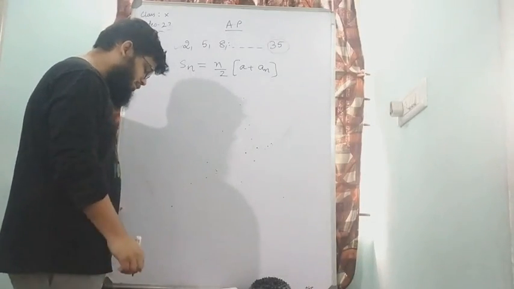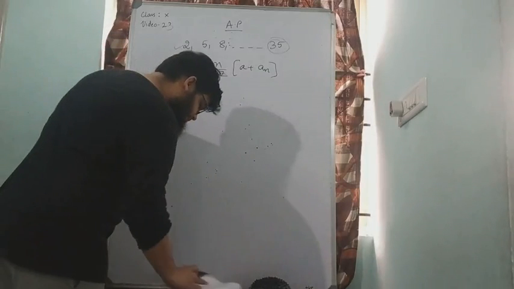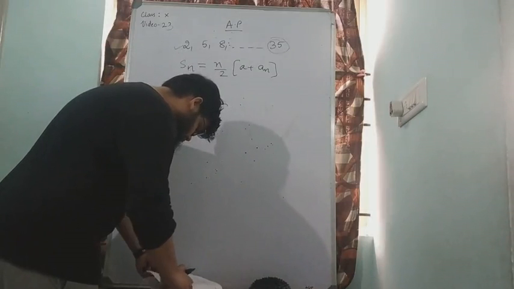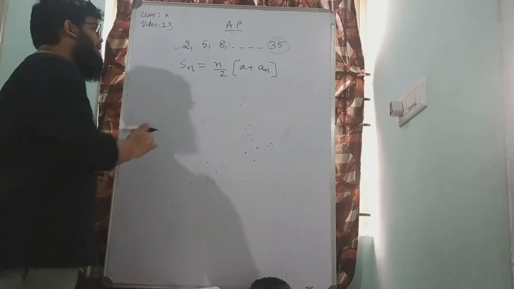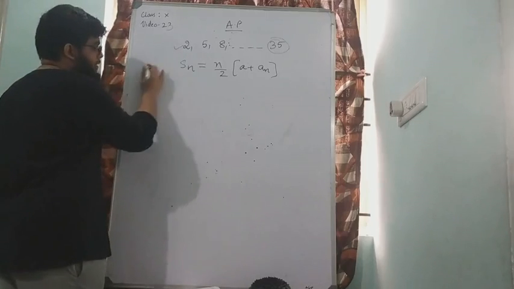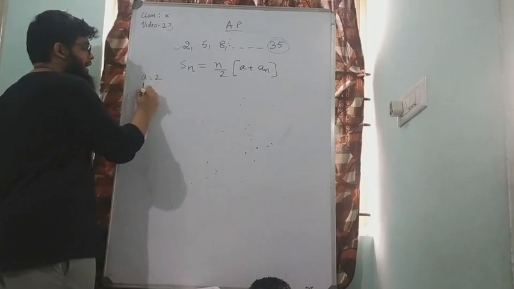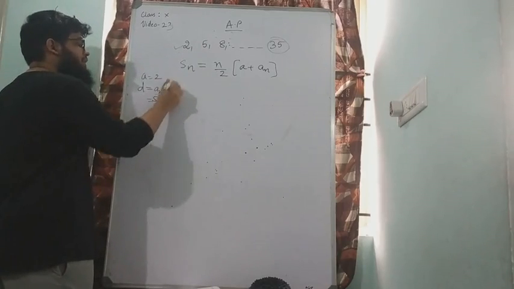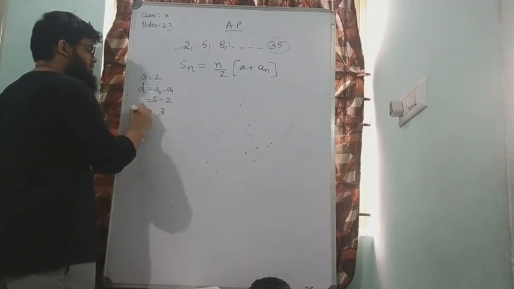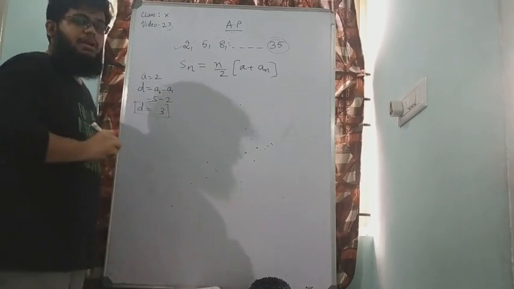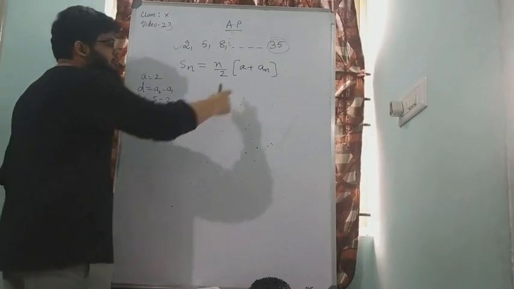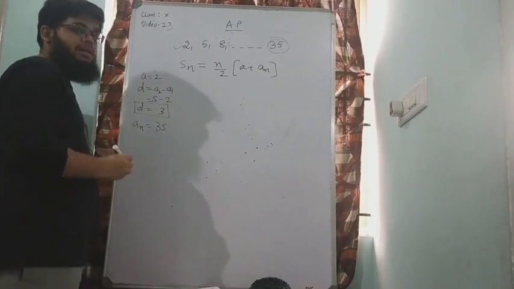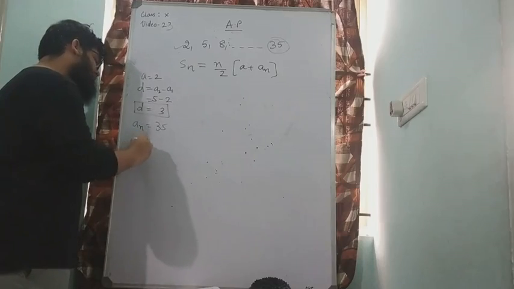Okay. So in this question, first of all, I'll write a will be equal to 2 and d will be equal to a2 minus a1. A2 is 5 minus a1 is 2, and 5 minus 2 is 3. The value of d is 3. Okay. Now the problem arises here is, I also know what is an. An is the last term. An is equal to 35. The problem arises because I don't know n.